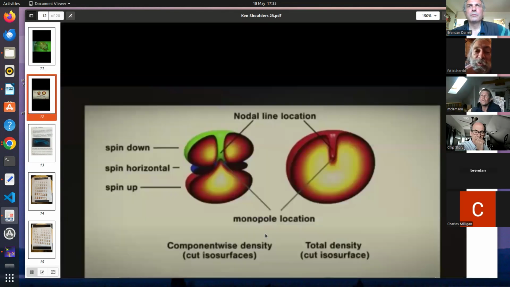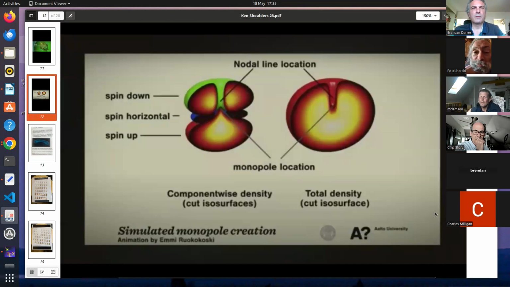Now this one we should talk about a bit, because this is really the sacred cow, so to speak, in physics: the monopole. This is something that's not supposed to exist, but clearly it does, and comes out of these models with Ken Shoulders and these ring vortex models, essentially. So you have spin one way, spin the other way, causing this monopole location, which was pointed to there.